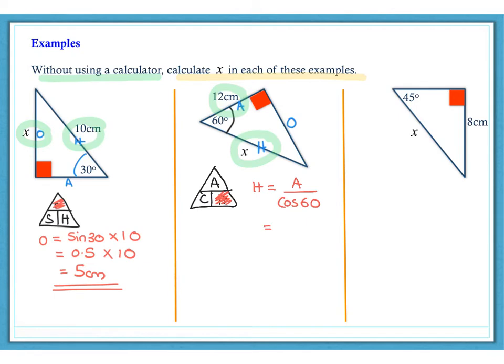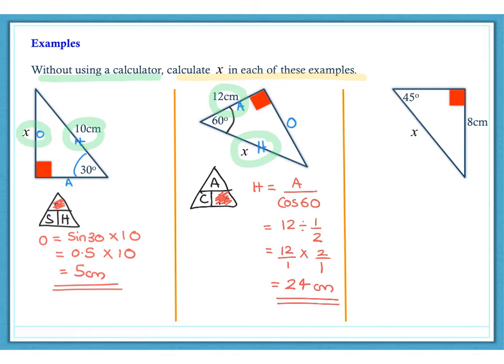Now the adjacent is 12, and we're dividing by the cos of 60. Rather than writing it out as a fraction, which can become very complicated, I'm going to actually physically write it out as a division, which is a top tip. That's 12 divided by the cos of 60, and we know that the cosine of 60 is equal to 1/2. So 12 divided by half, that's 12 over 1 multiplied by 2 over 1, which gives us an answer of 24 centimetres.